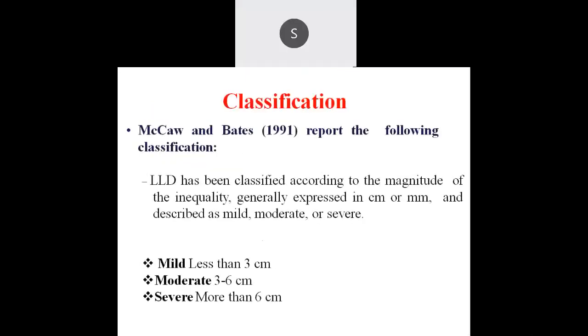As per the classification, it is classified into mild, moderate, and severe categories. It is reported by McCaw and Bates. According to them, mild is less than 3 centimeter. If the shortening is, suppose the left side is shorter than the right side up to 3 centimeter, that is called mild LLD. If it is between 3 to 6, then it is moderate. If it is more than 6 centimeter, then it is called severe shortening. Just remember the authors' names, McCaw and Bates.